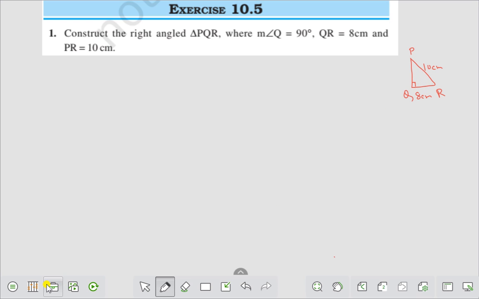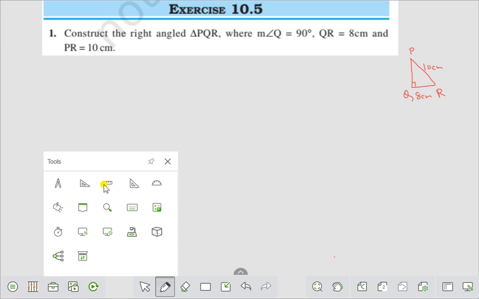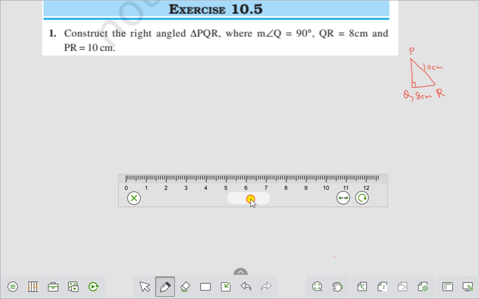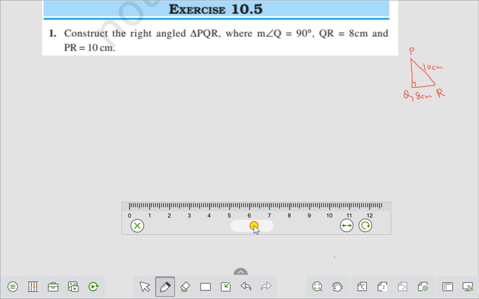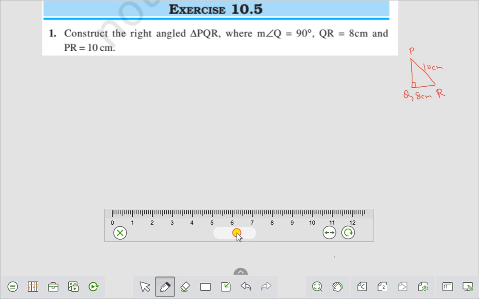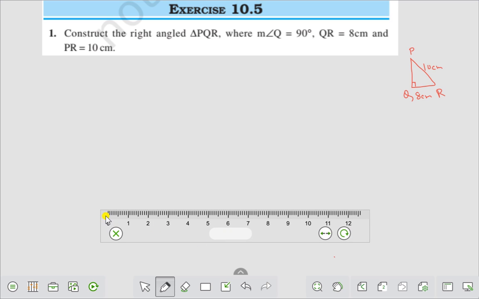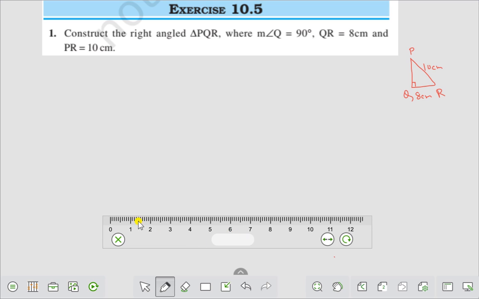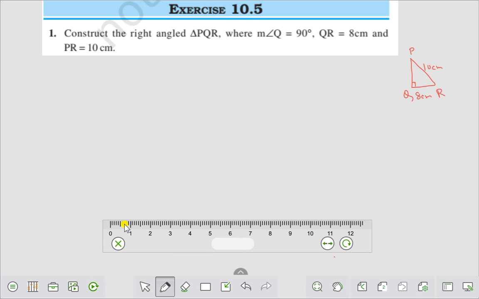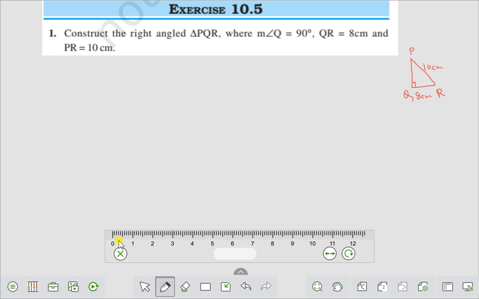Right? For that, what do we do? First of all, you take a ruler and with this ruler draw a line that is 8 centimeters long, from 0. Take a line 8 centimeters long. This is 8 centimeters.